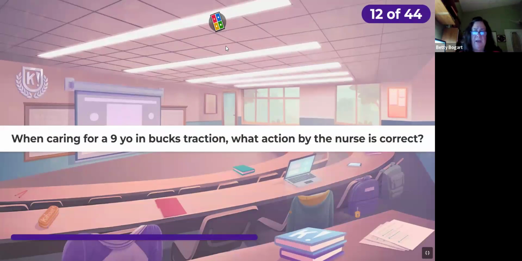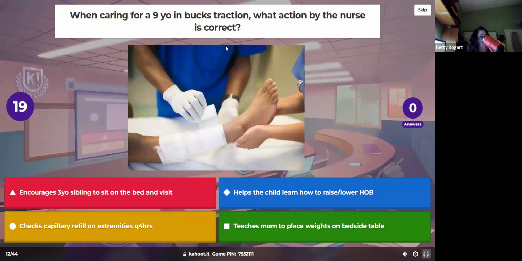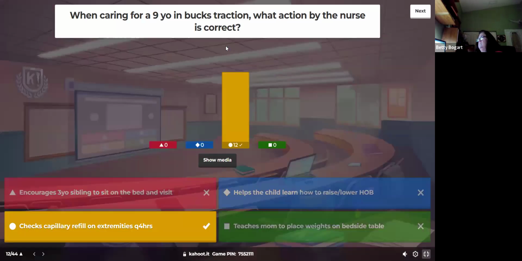When caring for a 9-year-old in Buck's traction, what action by the nurse is correct? So, Buck's traction, what's correct? Always check capillary refill. You're never wrong with that. Very good. Usually with these children and these beds, we turn the bed off. They can't go up and down. I mean, head of the bed up and down, but even the foot, we turn them off so they can't mess with it. And again, never take off the weights.